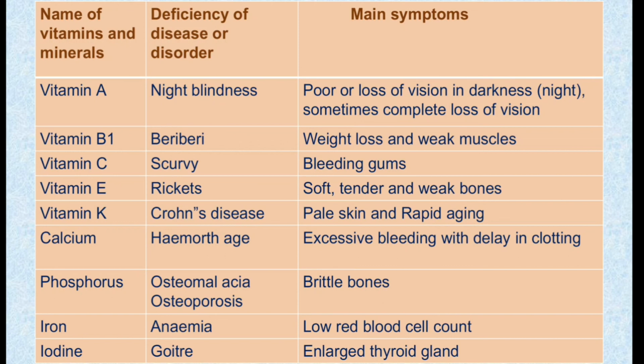So if we talk about iron, if we do not take a good amount of iron in our diet, what happens? It may lead to the anemia disease, and the symptoms will be low red blood cell count, or you can say simply the hemoglobin level will be decreased in our body. So if we do not take iodine, we will suffer from the goiter disease. And what happens in this disease? The thyroid gland will swell up, it will look like a ball. So, an enlarged thyroid gland is the symptom of the goiter disease.